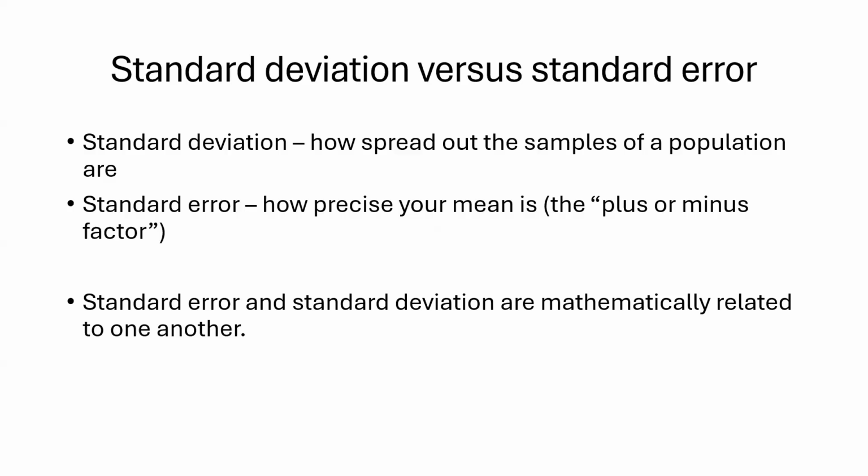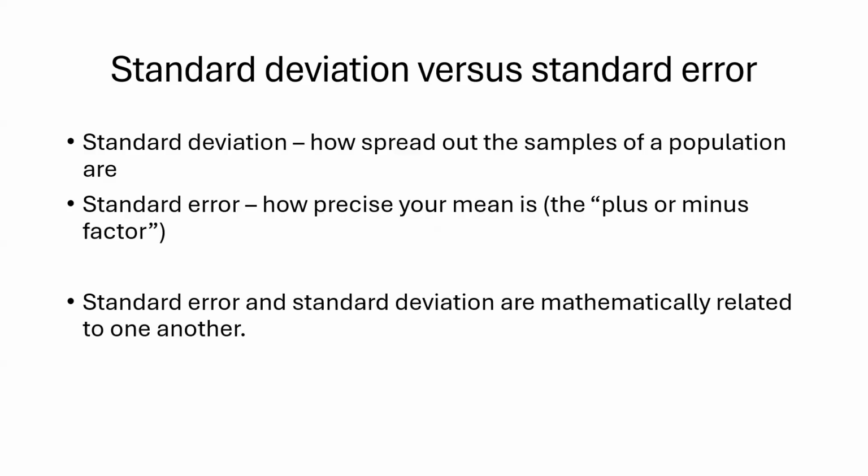It's what I like to call the plus or minus factor. So if you see something that's like, it's 50 plus or minus 2, that plus or minus is your standard error. And the full term for this is standard error of the mean.